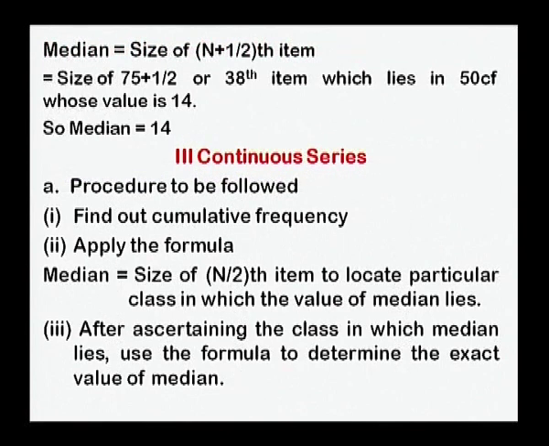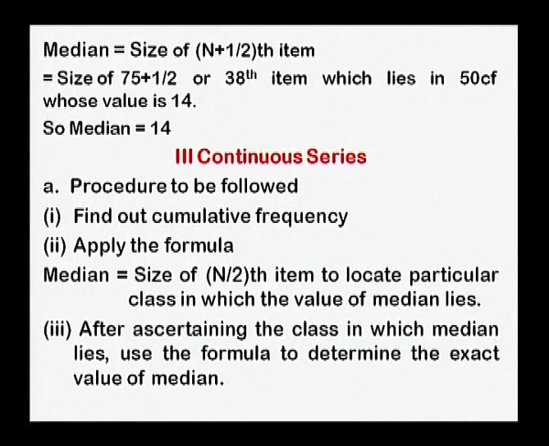Now, how to calculate median? With the help of this formula. Median is equal to size of (n plus 1) divided by 2 the item. This formula is applied so as to locate the item in which the median lies. Size of (75 plus 1) divided by 2, or the 38th item, lies in 50 cumulative frequency, whose value is 14. Therefore, the median is 14.